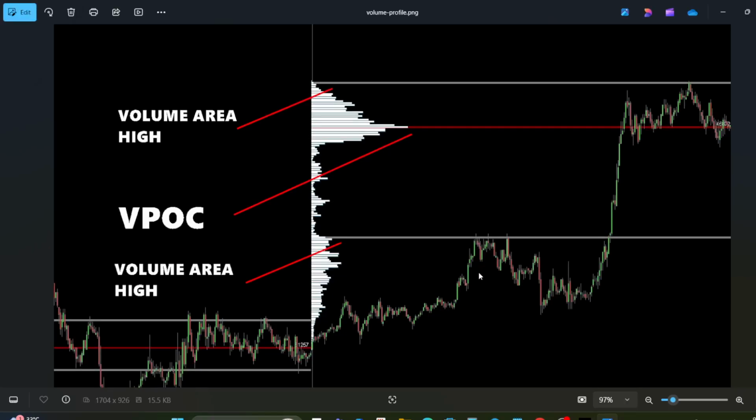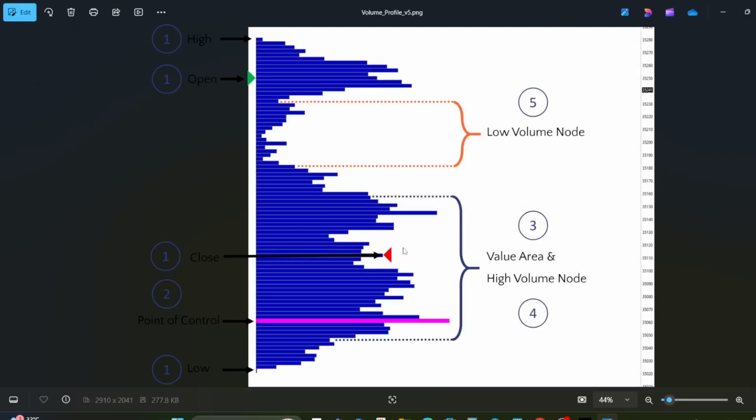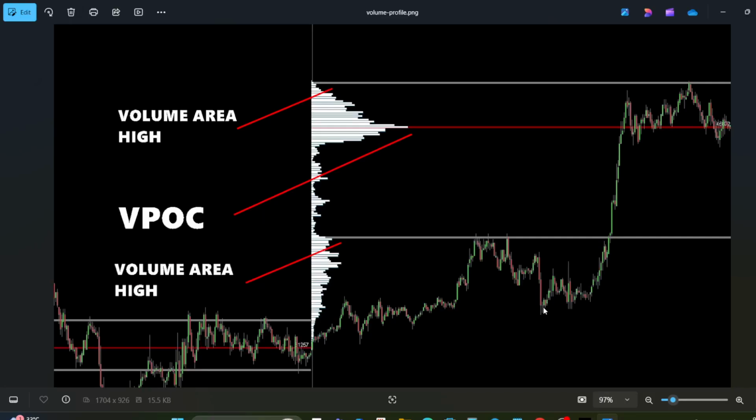While market profile focuses on time-based distribution, volume profile focuses on the volume traded at different price levels. It's essentially a histogram that shows you where the most trading volume has occurred at each price level. Now, this allows traders to see where heavy buying or selling has taken place and where there might be key areas of interest. In a volume profile chart, you'll see a vertical histogram.